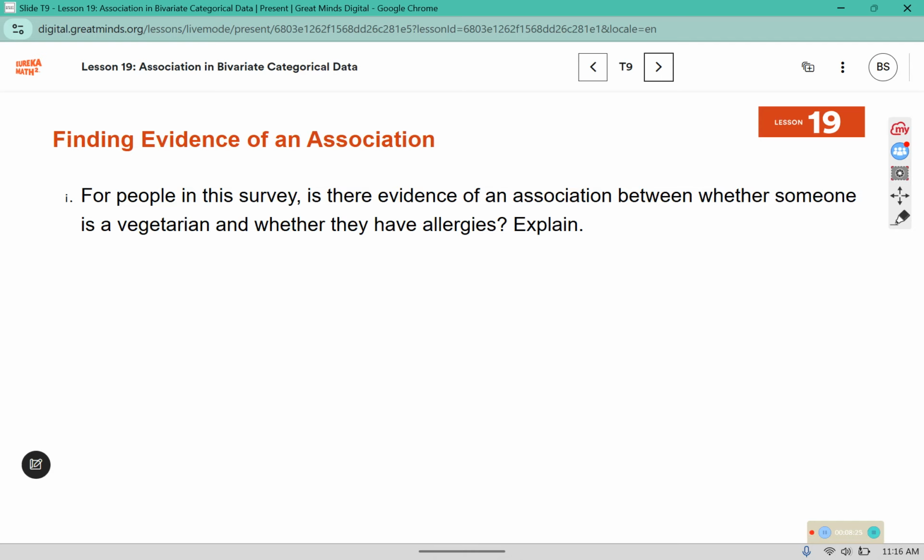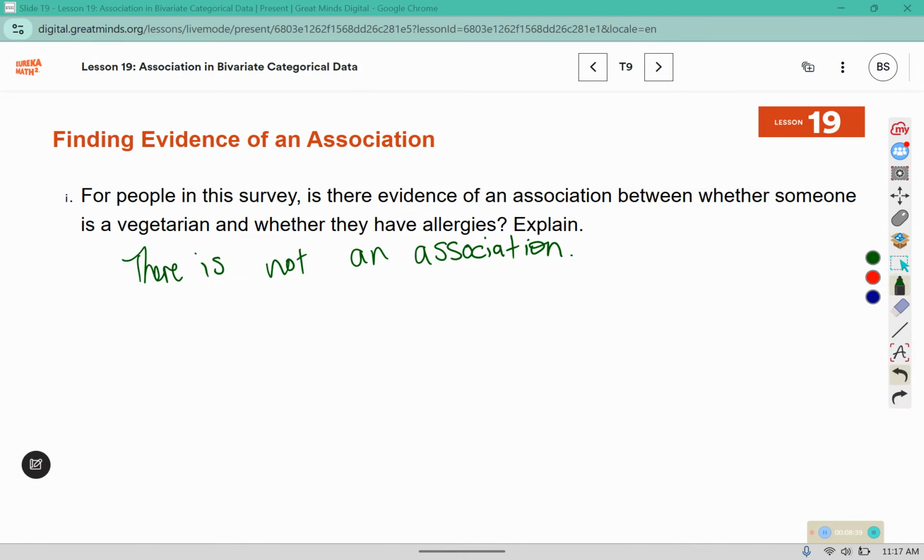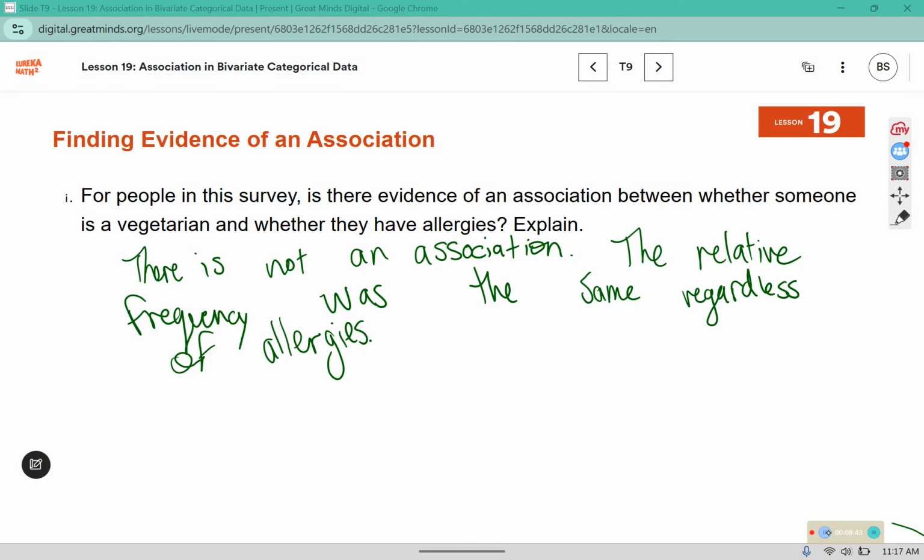For people in this survey, is there evidence of an association between whether someone is a vegetarian and whether they have allergies? Explain. There is not an association. The relative frequency was the same regardless of whether they had allergies or not. And knowing if they were a vegetarian does not help me predict if they will have allergies or not.